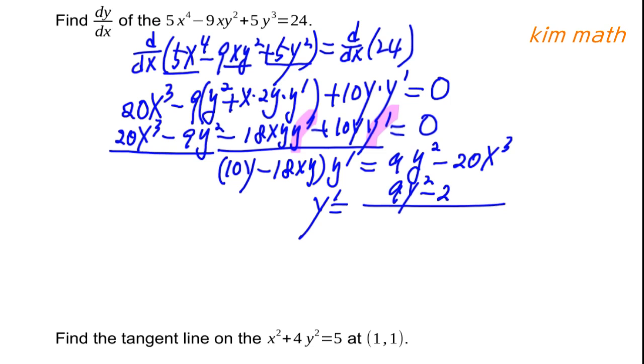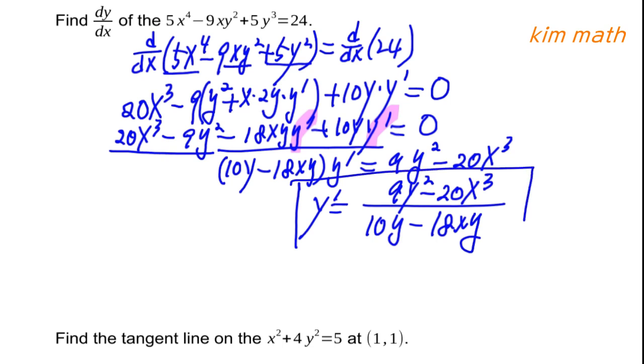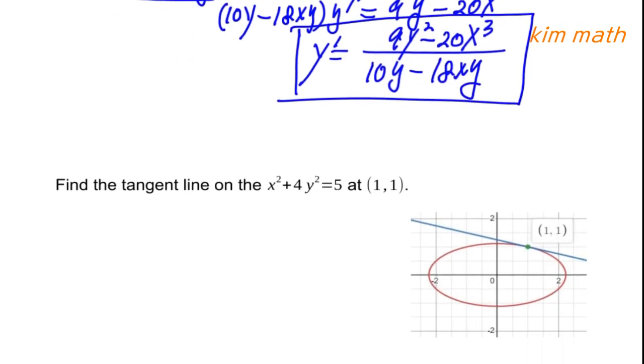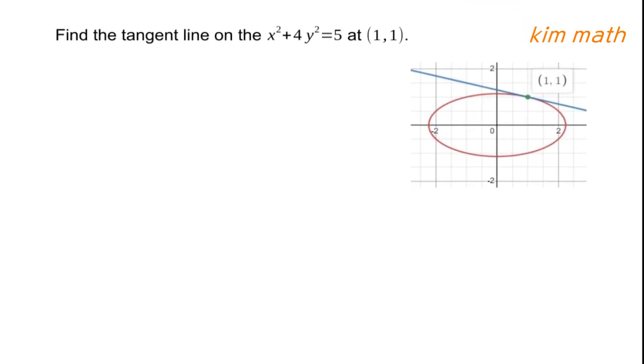9y squared minus 20x cubed over 10y minus 18xy. Okay. Okay, final question, some application. Find the tangent line to x squared plus 4y squared equals 5 at (1, 1). Okay, this is an ellipse, and (1, 1) is here. So we must find the equation of this line. Since we have the point through which the line passes, we need the slope, right? To find the slope, we need the derivative and plug in (1, 1), then we can have the m value, right?